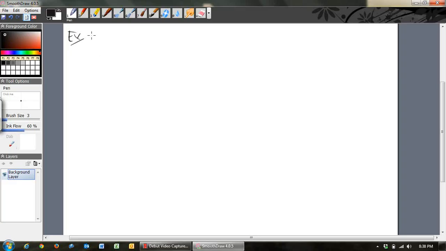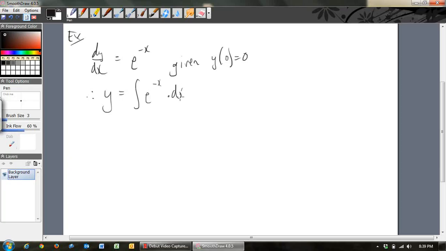So let's do this. dy/dx equals e to the negative x, and given y(0) equals 0. So a nice little initial condition there. Makes it easy when you've got a 0 in there. Okay, so first derivative is equal to that, therefore y, the solution of that, will be the integral of e to the negative x dx. Okay, what's that equal to? Well, that's just equal to e to the negative x, but we need to divide by negative 1 now, so it'll actually be negative e to the negative x plus c. So there's your general solution there.